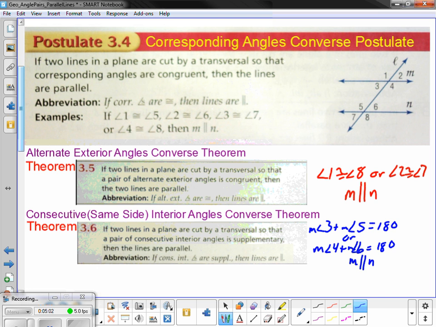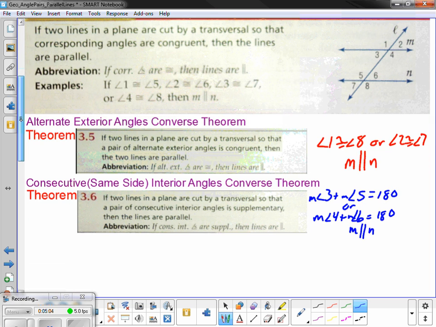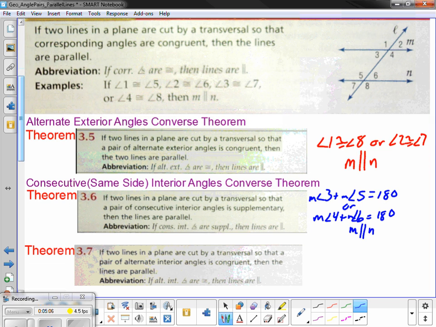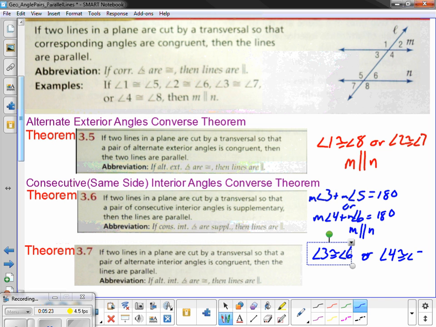Let's slide it up. We've got one more theorem to deal with here. It says if two lines in a plane are cut by a transversal so that a pair of alternate interior angles is congruent, so if angle 3 is congruent to angle 6, or if angle 4 is congruent to angle 5, then M is parallel to N.